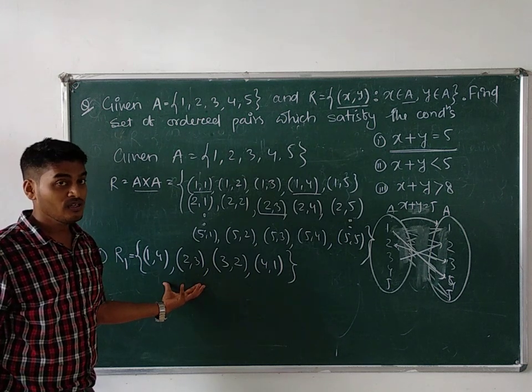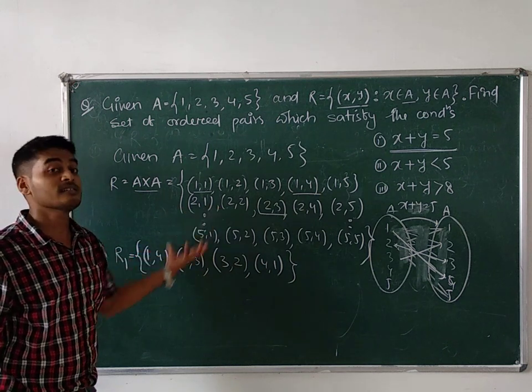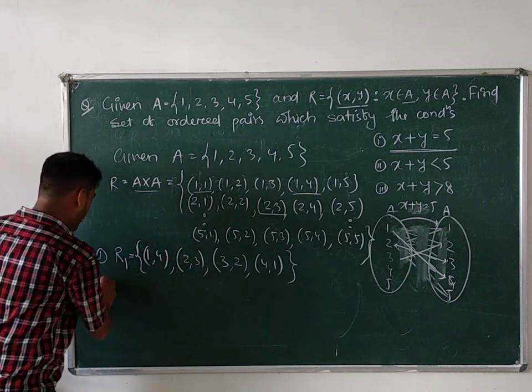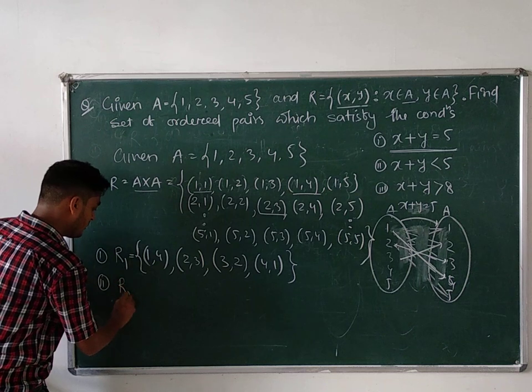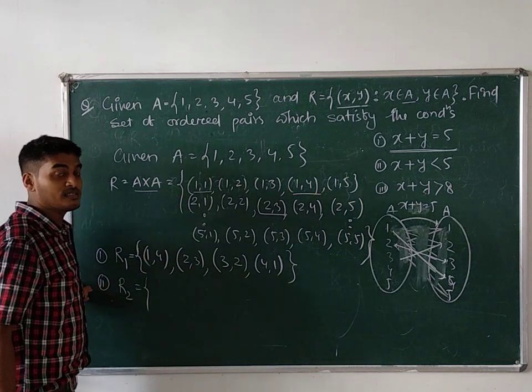Are you getting my point? So a relation is nothing but a subset of the Cartesian product. This is the Cartesian product and this is the subset, so it is a relation. Under the second condition, what you have to find out? So what is the second condition? The second condition is sum is less than 5. Sum is less than 5.